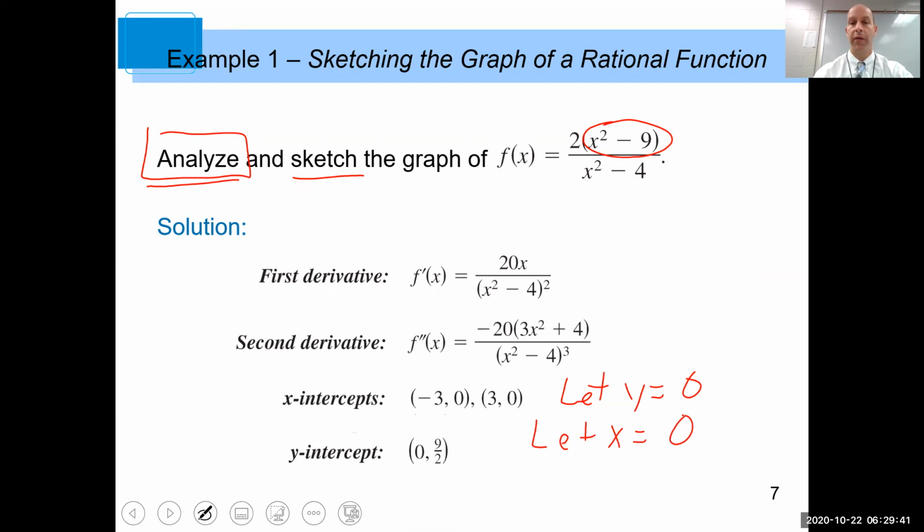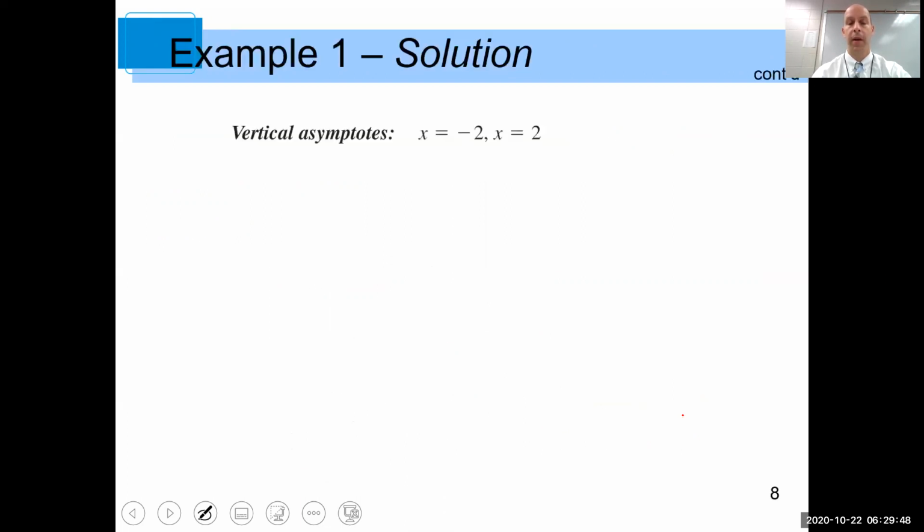So if you plug 0 in for x, you'll figure out that it turns out to be 9 over 2, or 4.5.